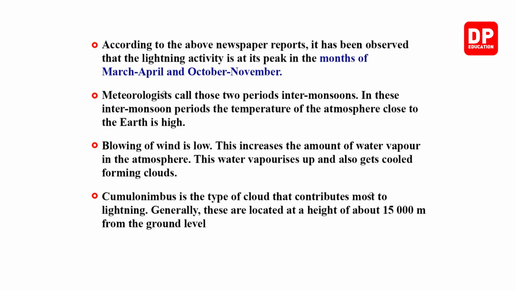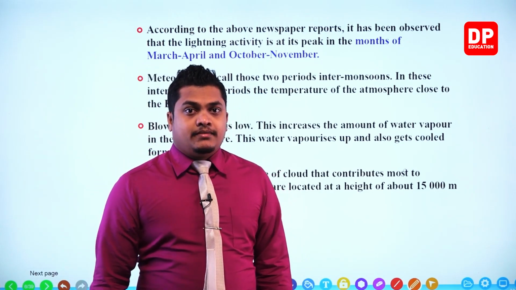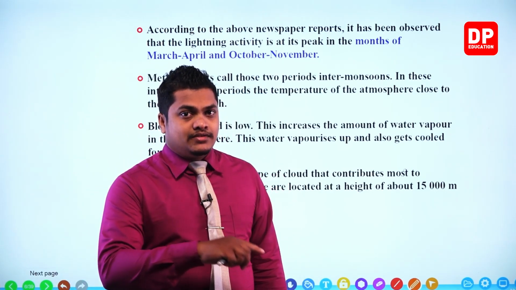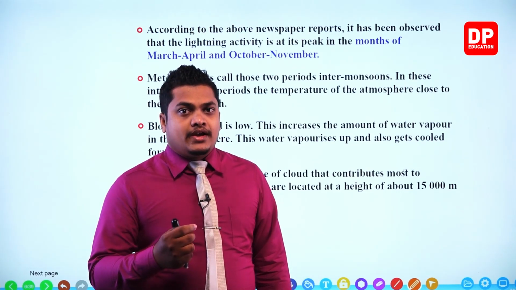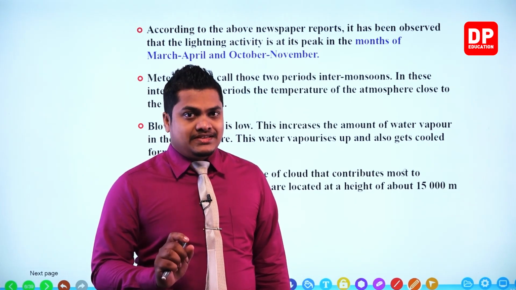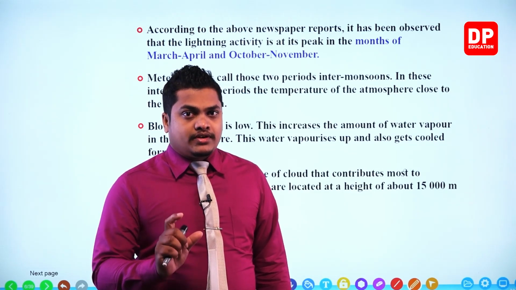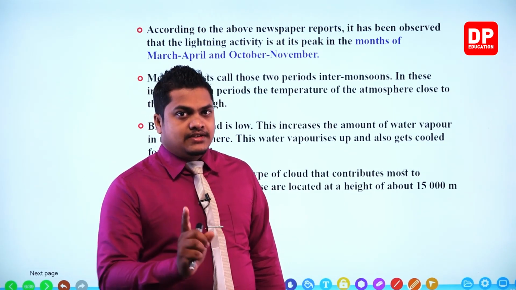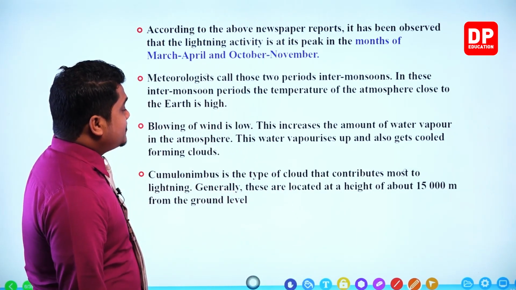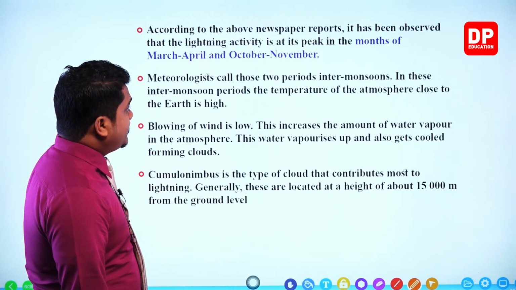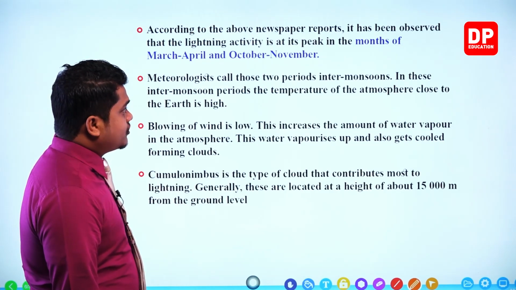So like I said, my dear children, if you have done the assignment before this slide, you know that you can pause this video, and I hope that you have completed or found out these details. So check whether the details which you have got tally with the details given here. Now let's see. According to the above newspaper reports, it has been observed that the lightning activity is at its peak in the months of March, April and October, November.